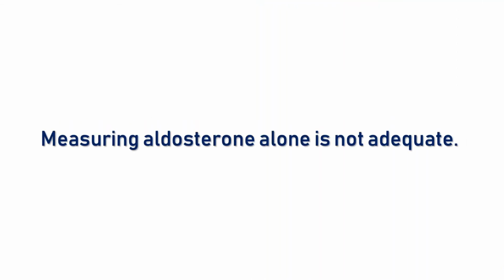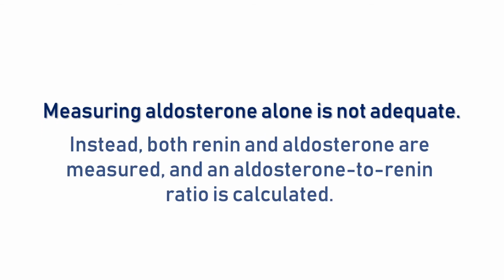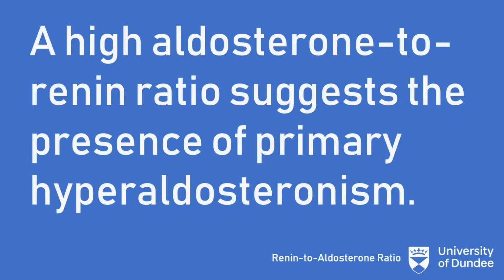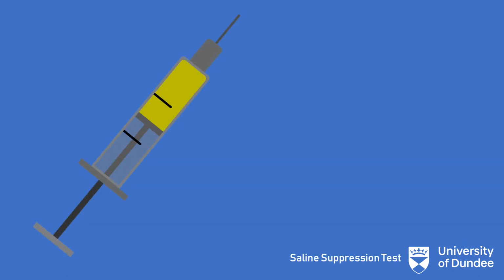Measuring aldosterone alone is not considered adequate to diagnose primary hyperaldosteronism. Instead, both renin and aldosterone are measured, and a resultant aldosterone to renin ratio is calculated for case detection. A high aldosterone to renin ratio suggests the presence of primary hyperaldosteronism. The diagnosis is then made using a saline suppression test.